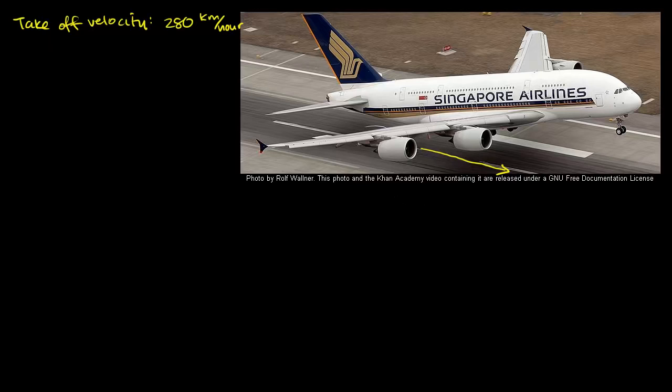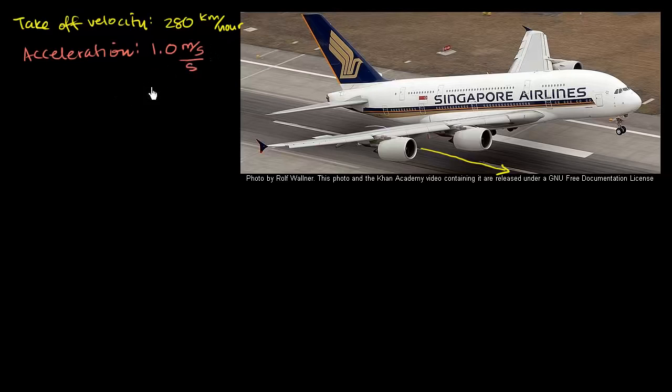And I also looked up its specs, and I'm simplifying it a little bit because it's not going to have a purely constant acceleration. But let's just say from the moment that the pilot says we're taking off to when it actually takes off, it has a constant acceleration. Its engines are able to provide a constant acceleration of 1.0 meters per second. So after every second, it can go 1 meter per second faster than it was going at the beginning of that second.